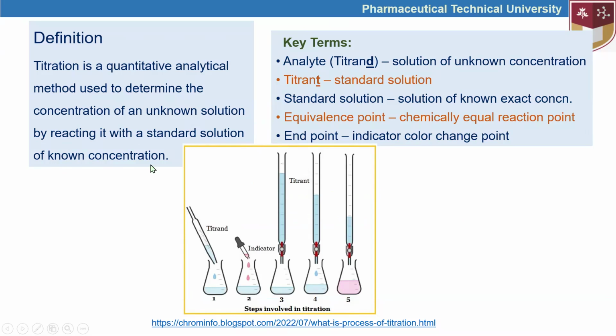solution of known concentration. Here we can see that during the titration, we have the analyte, which is the solution of unknown concentration, and we can include an indicator. The compound that is used to define the concentration of the analyte is called the titrant, as shown here.